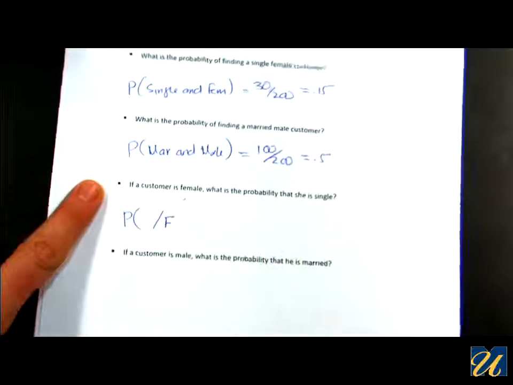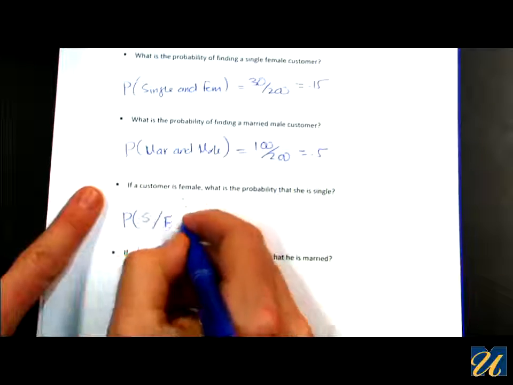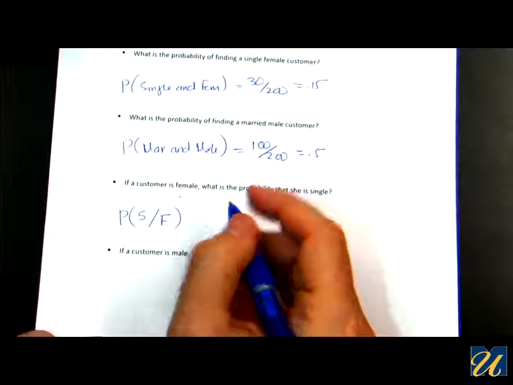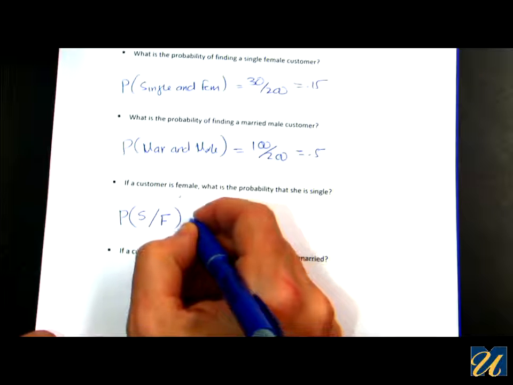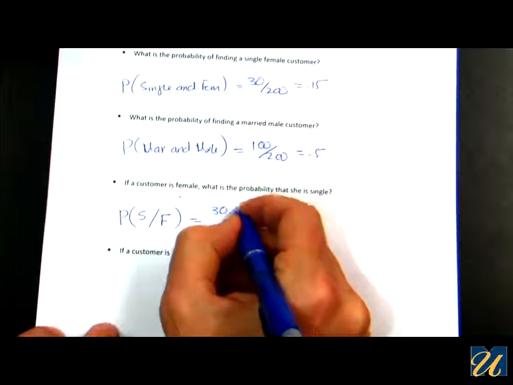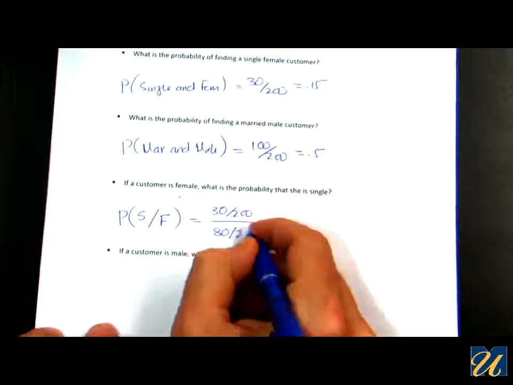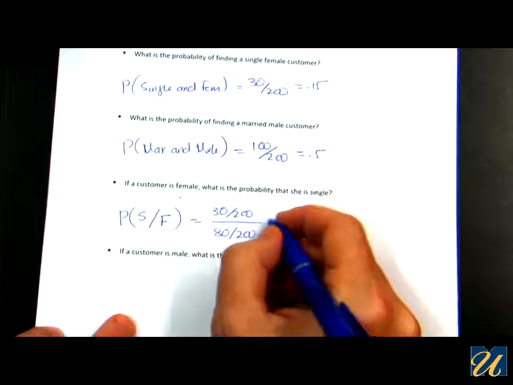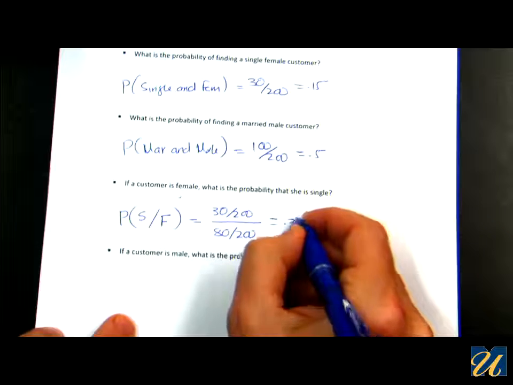If a customer is a female, given that the customer is a female, what is the probability that she is single? So this is the probability you're looking for. So this will be equal to the probability of selecting a single female, which is 30 over 200, over the probability of selecting a female, which is 80 over 200. So the probability will be 3 over 8, 0.375.